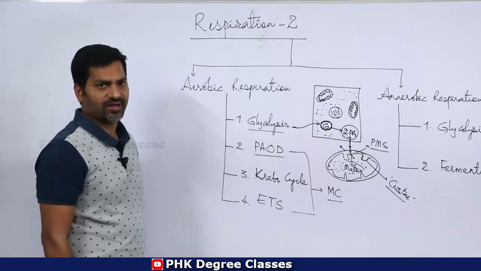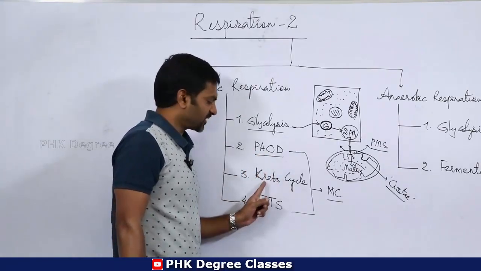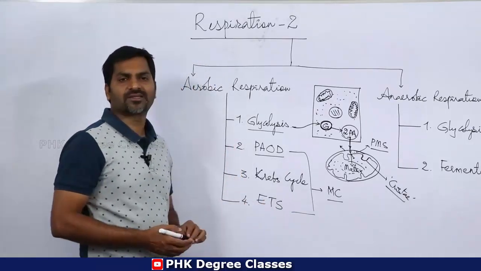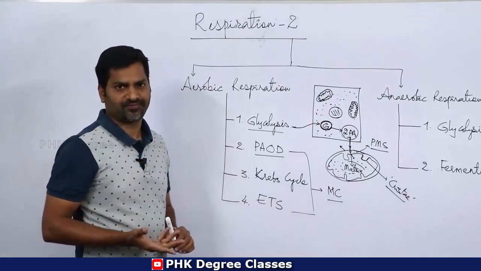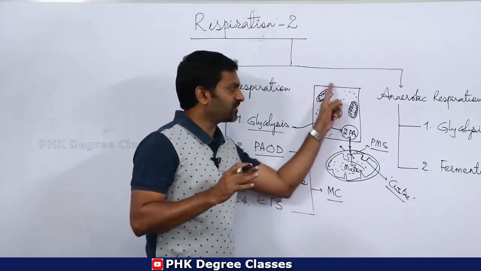in mitochondria. So one is pyruvic acid oxidative decarboxylation, then the third one is Krebs cycle, and finally we have the last step, that is electron transport system. Okay, so this is glycolysis. It takes place in the cytoplasm of the cell.